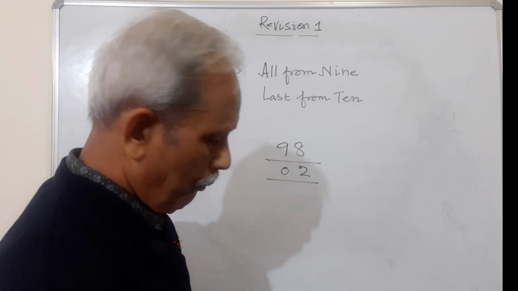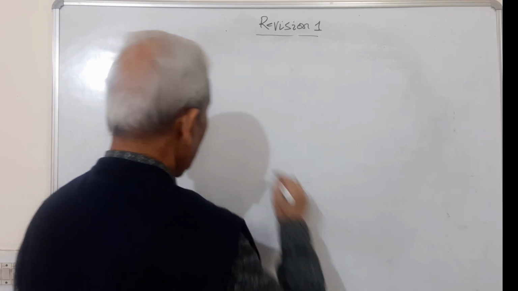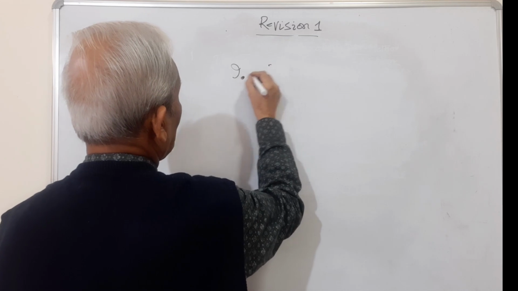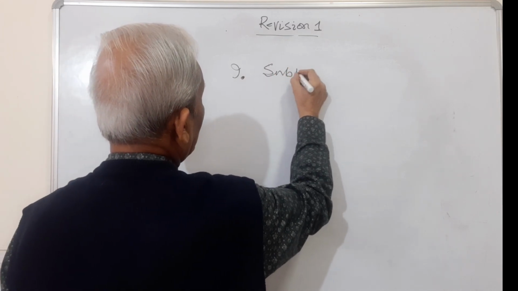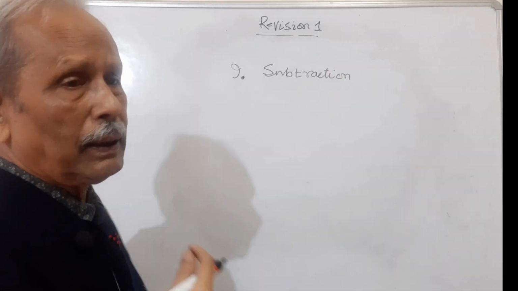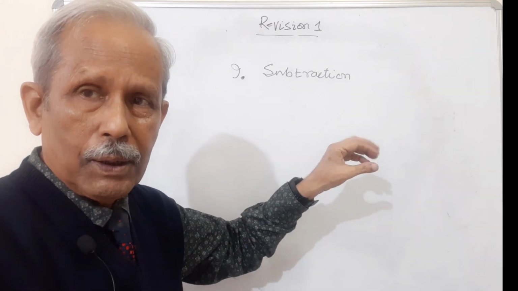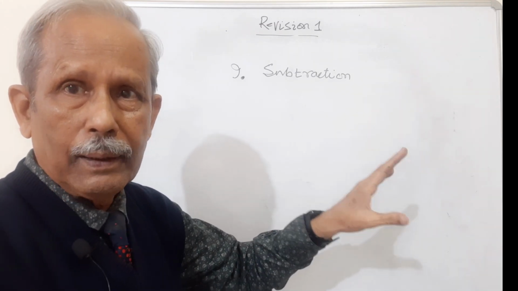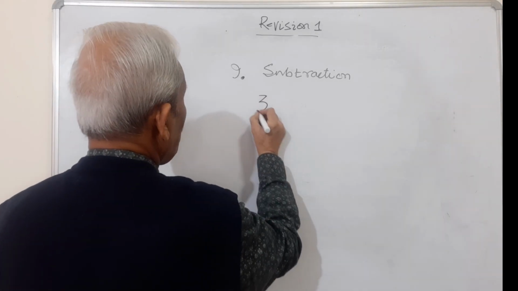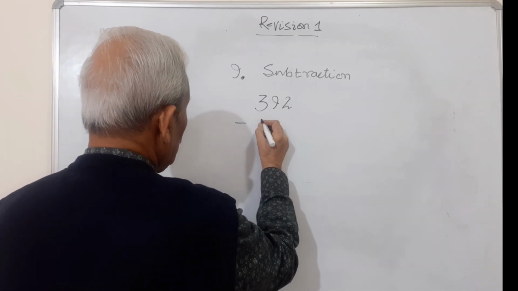Well, now let us see the next question. Our next question is to subtract the following numbers. Subtraction. I give you some numbers for subtraction, but you have to subtract very quickly by using this sutra, Nikhilam Navatashcaramam Dashatah. All from 9, last from 10. Follow that and then do the calculation, right? 392 minus 265.